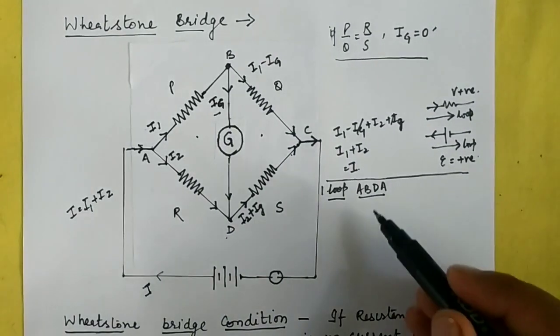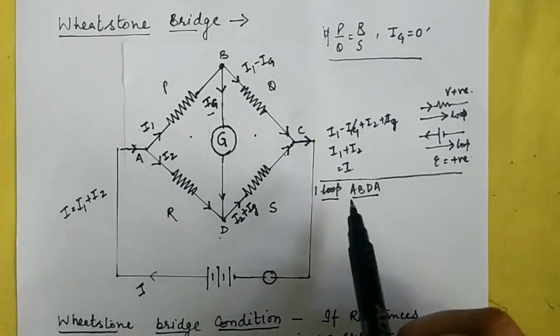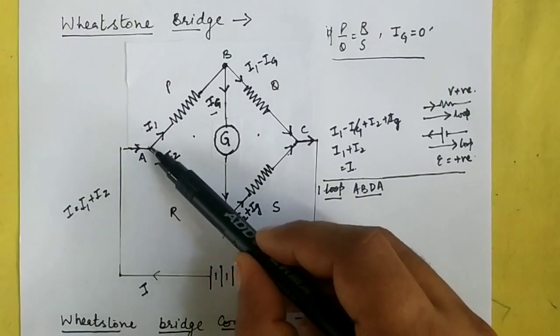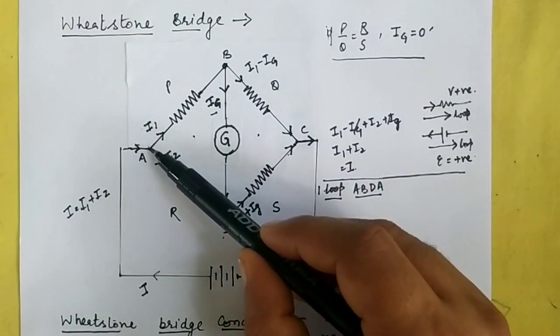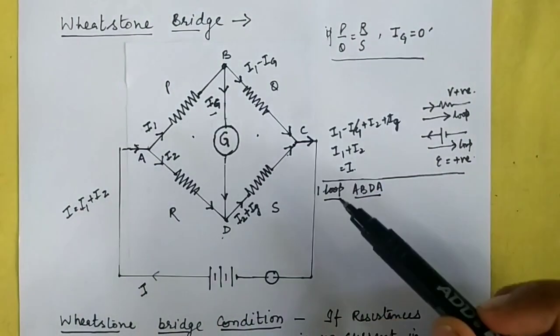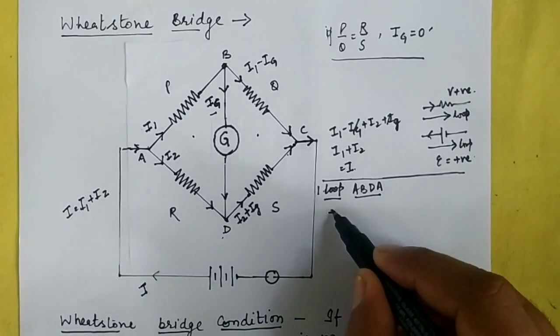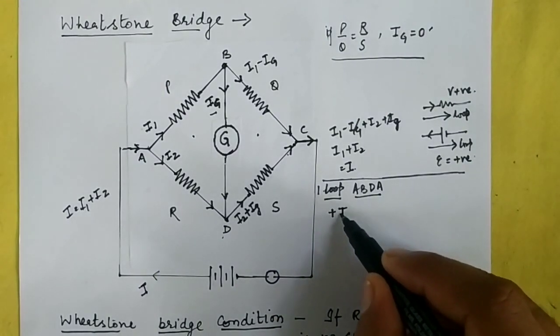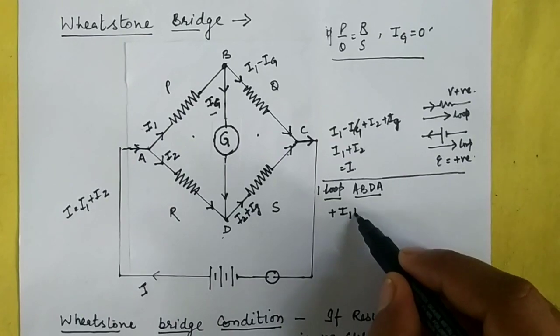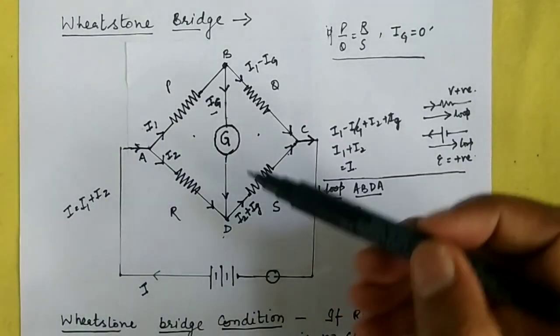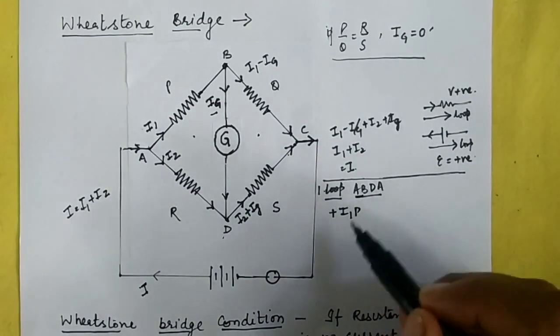So now here you can see, for this loop, while moving from A to B, the direction of current and loop is in the same direction, so I take it as positive. So it is I1 into resistance, that is P. Now this A to B part is over.